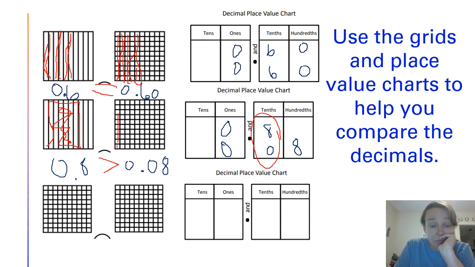All right, let's try a last one on this slide. All right, you should have it written down on paper. You should be putting your greater than, less than symbol.